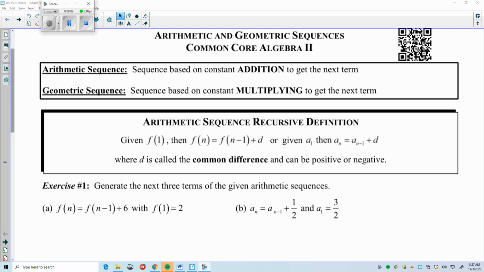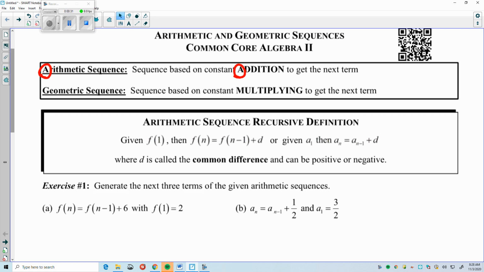So today we're going to talk about arithmetic and geometric sequences. These two are probably the most common types of sequences that we will be dealing with, and the difference between them. Arithmetic sequences are based on constant addition. So think arithmetic, addition. These two A's, maybe that's going to help you remember that. And then the geometric sequence is based on constant multiplying to get to the next term.